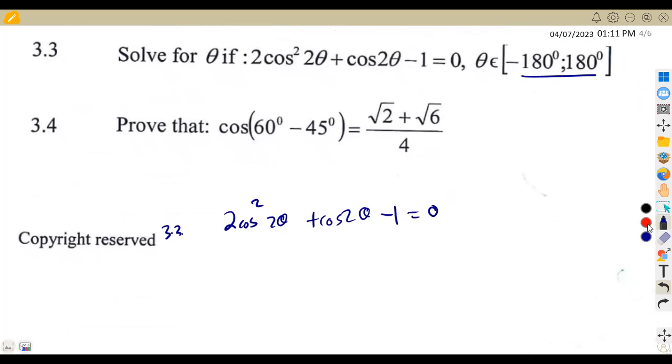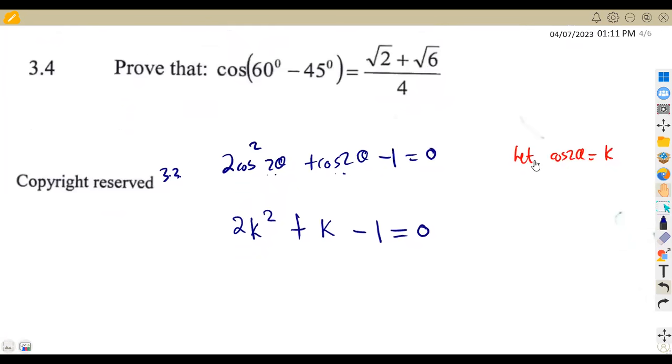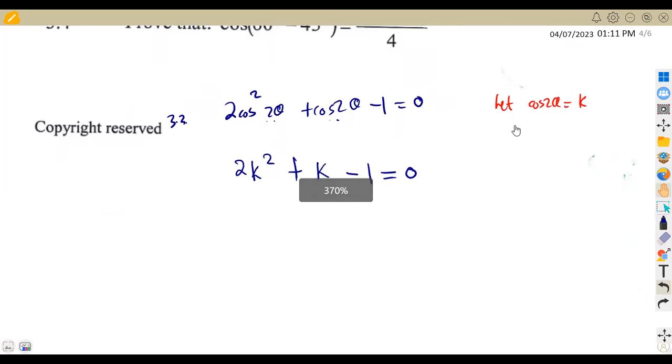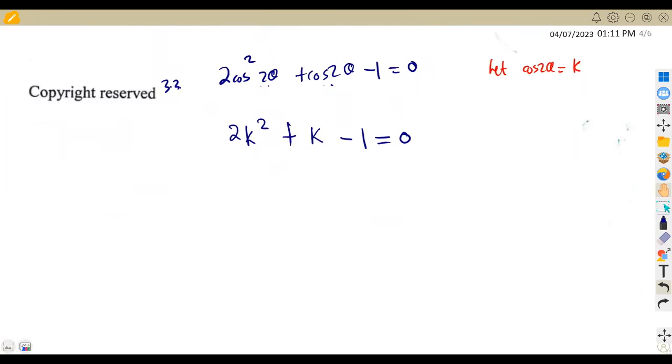So in this case, we can choose to let cos 2 theta be equal to k so that we can solve it properly. So that means in place of cos 2 theta, I've got k. So this is going to be 2k squared plus k minus 1 is equal to 0. So I have a normal quadratic equation that I can actually solve for k the normal way that we do when solving equations. So here we can use our factorization method, or we can use our quadratic formula.